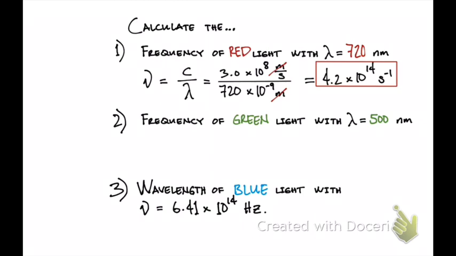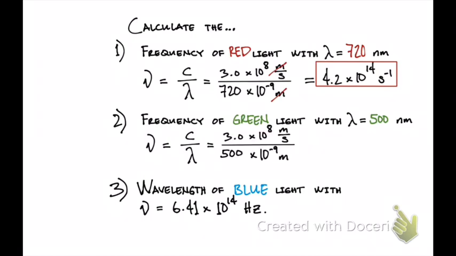All right, let's look at the second one here. Calculate the frequency of green light with a wavelength of 500 nanometers. So we can do the same thing. We can use the same equation shown here and plug in the numbers. So we have 3 times 10 to the 8th power for the speed of light divided by 500 times 10 to the negative 9th, because we're converting it from nanometers to meters. Plug this into your calculator and you get 6 times 10 to the 14th power inverse second.